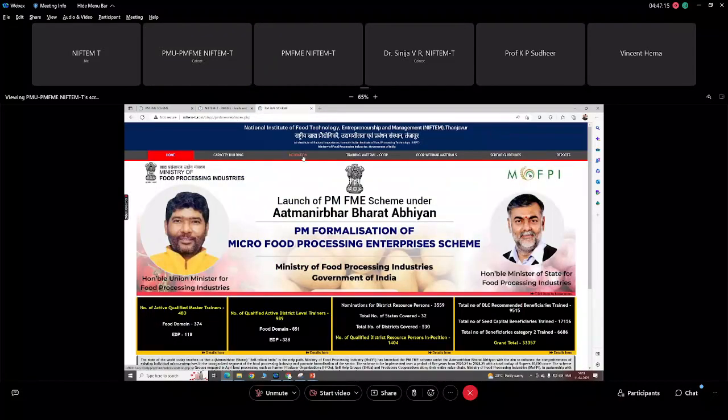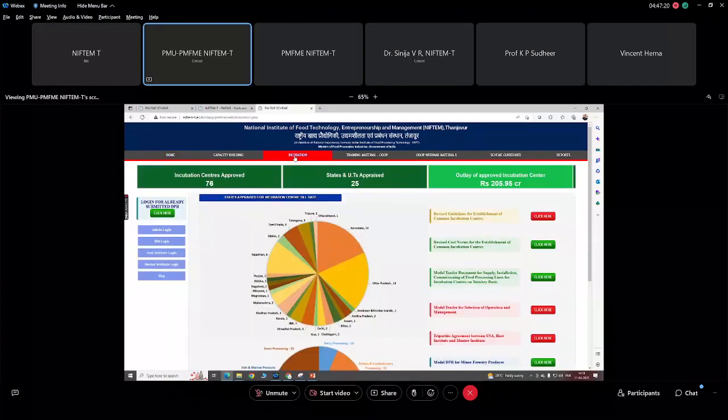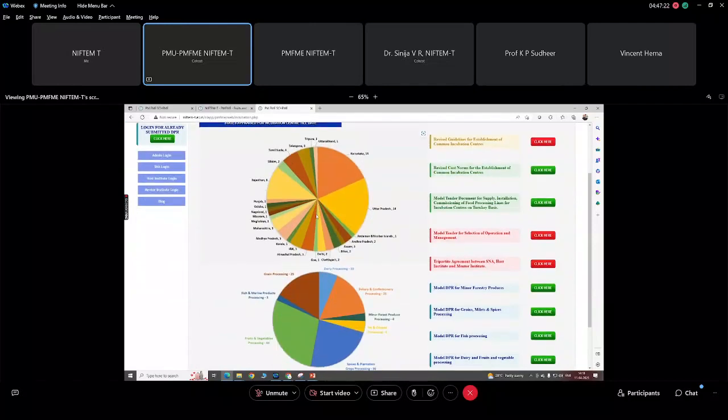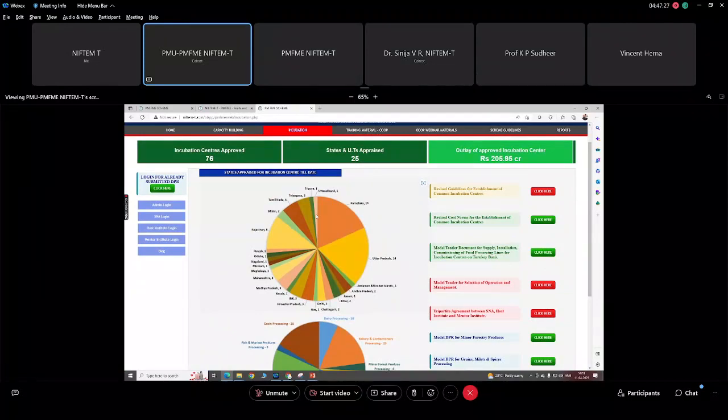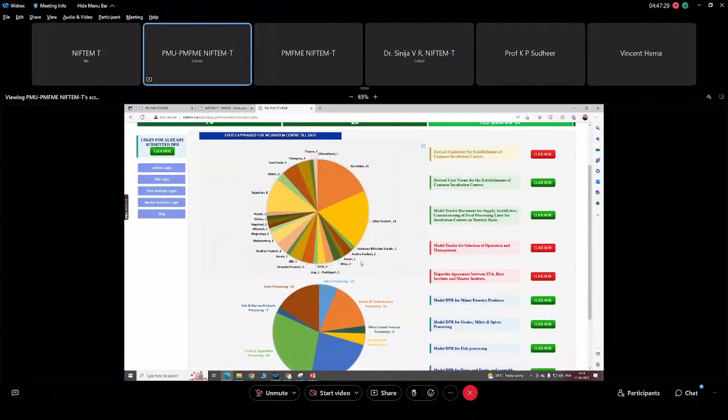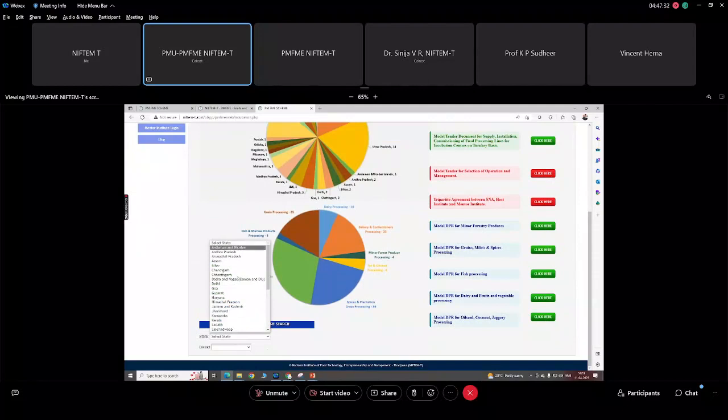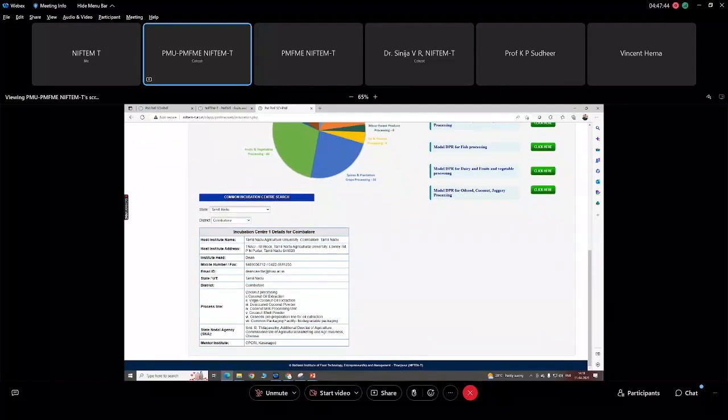So as I said earlier, the incubation component is another important component of this scheme. This is the common infrastructure facility. Till now, 76 incubation centers are approved across the country. You can find the details of the incubation centers here, like if you select Tamil Nadu, then in 4 districts, the incubation centers are available. You can get all the details from here, like what are all the processing lines included in this incubation center.